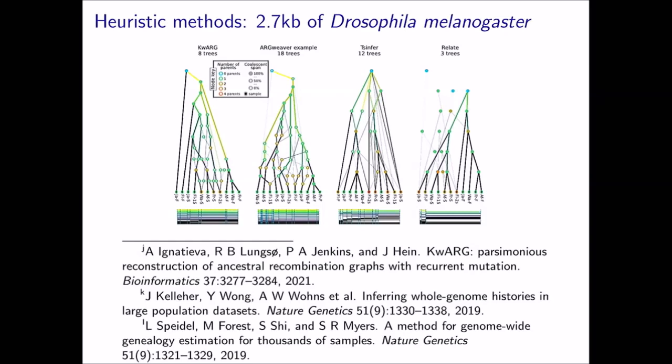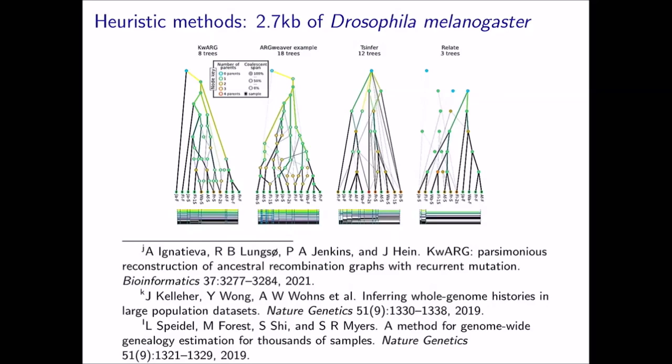So these are 4 different methods that are used to fit trees to DNA sequence data. There's Quack by Anna Ignatieva and co-authors. This is ARGWeaver again. This is TS-Infer, which is Jerome Kelleher, Yan Wong and others. And here's Relate from Leo Speidel and co-authors. And this has been fit to a very small data set, just 2.7 KB of Drosophila. And the point is, all of the trees are completely different.